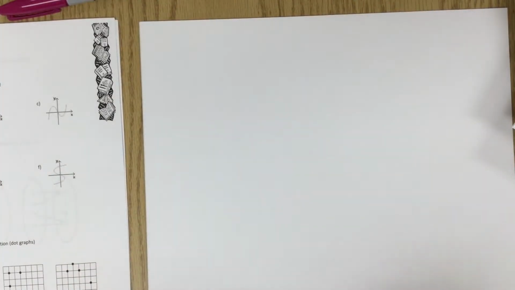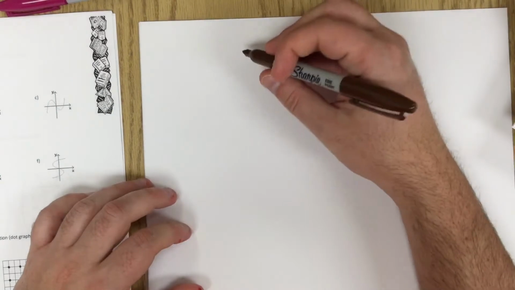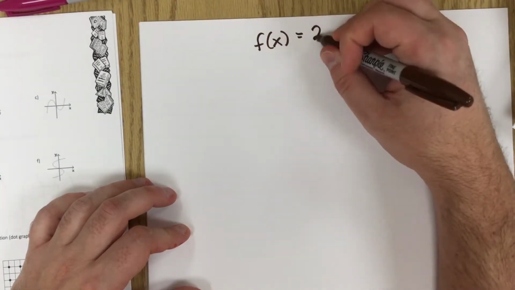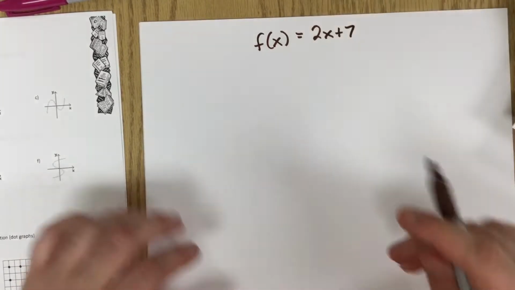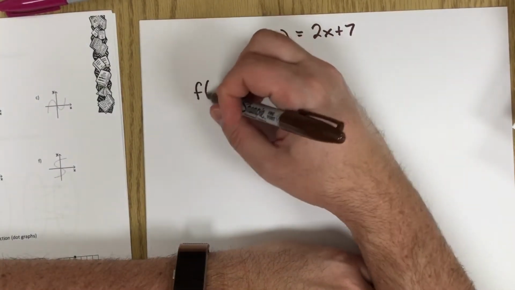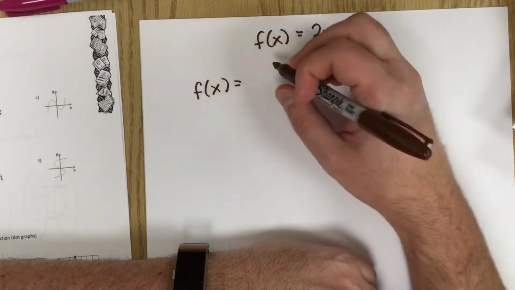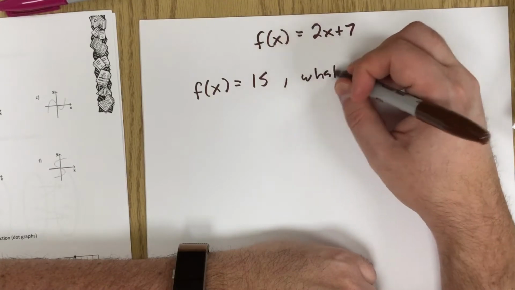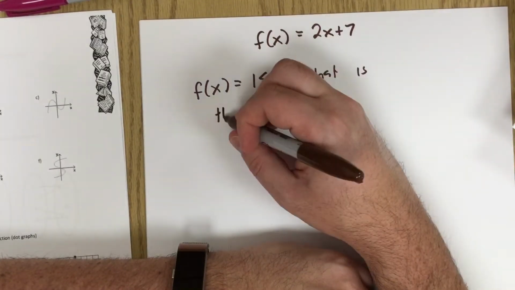Let's finish off with some more interesting function notation things you could do. So let's say we define f of x as 2x plus 7. Now we could actually go backwards. If I could say if f of x equals 15, what is the value of x?